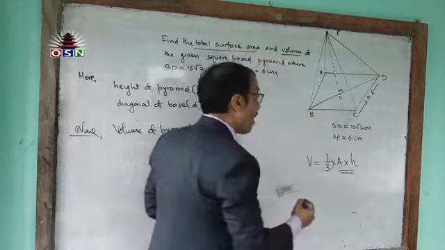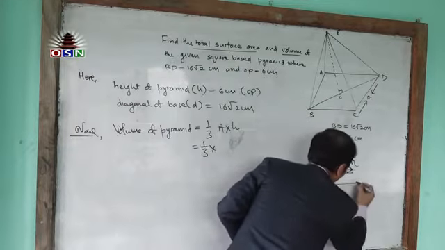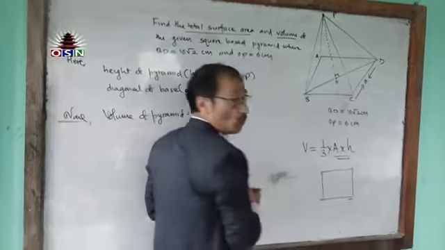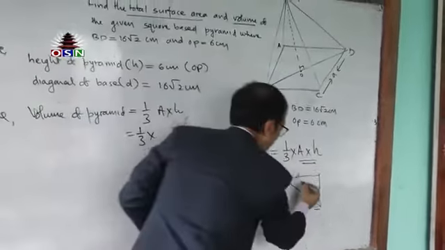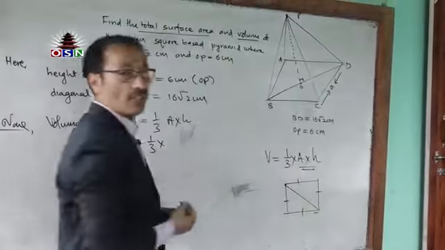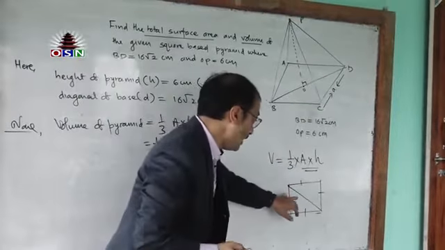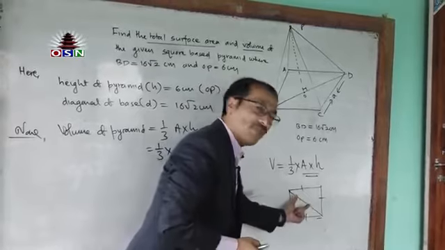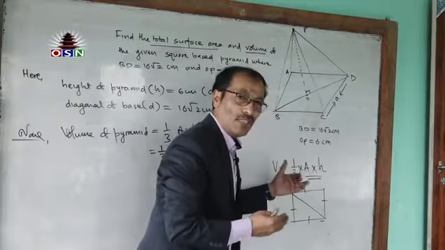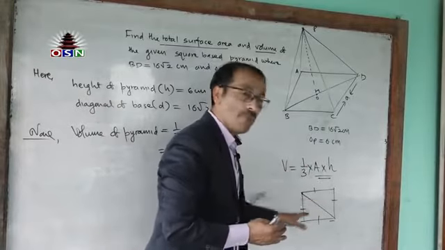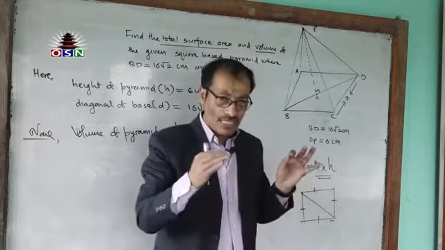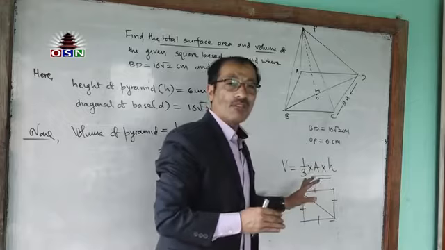But the base is square in shape. In case of a square, the diagonal is given for you. Can we find the area of this square with the help of the diagonal or not? This is a little bit tough question because this is a combined question. I have already told you that you have to remember many formulas. So you should be very clear and confident about the formula.